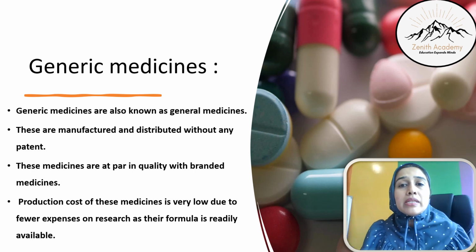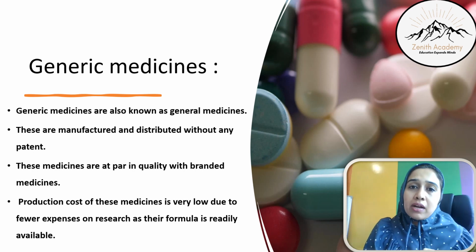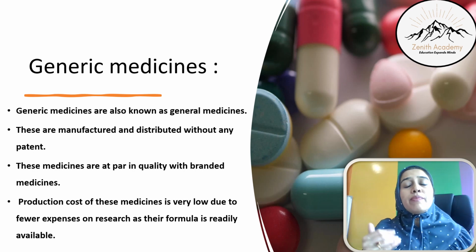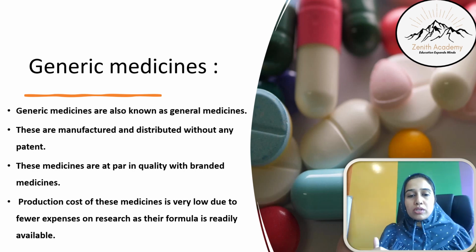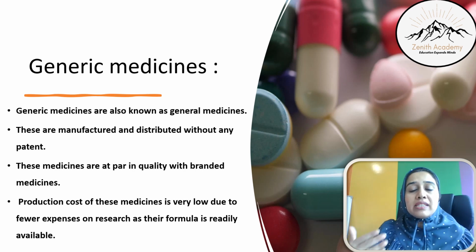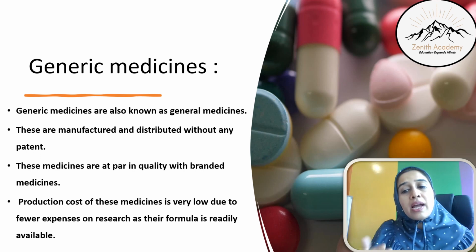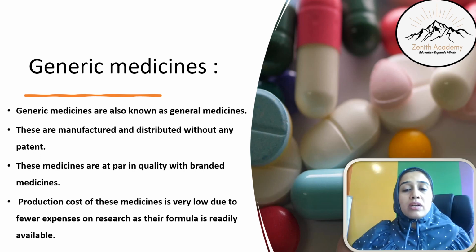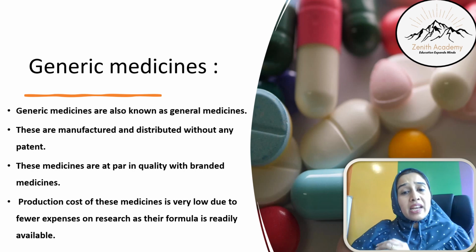But the same medicines are also made in generic form, by normal manufacturing without patenting their name, and those medicines are available at lower cost. So production cost decreases, and due to that, the formula is readily available for others also, and due to that, the selling cost also decreases, and all normal people can afford these medicines because they are economical.